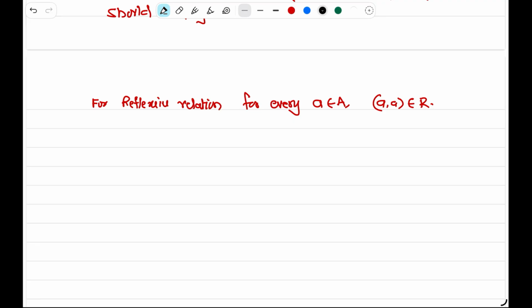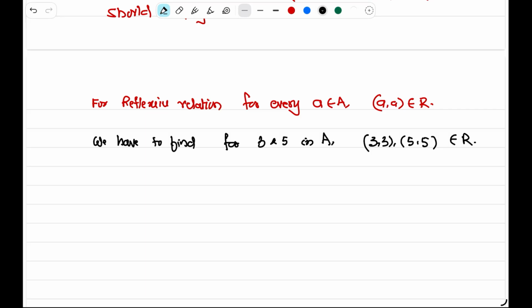Now here we have to find for 3 and 5 in A, because 3, 5 belong to A. A is a set of element 3 and element 5. (3, 3) and (5, 5) should belong to R. This is the condition. It never said that only (3, 3) and (5, 5) should belong. It has said they should belong.